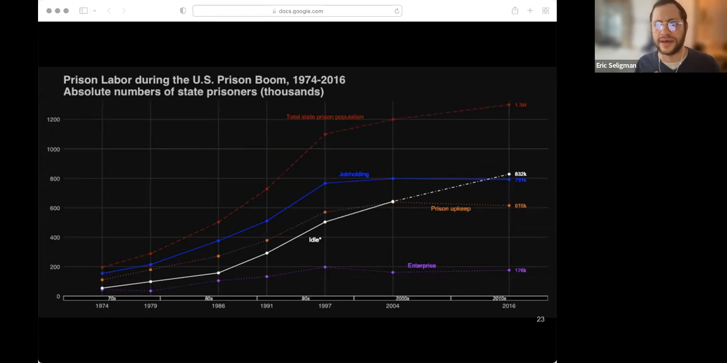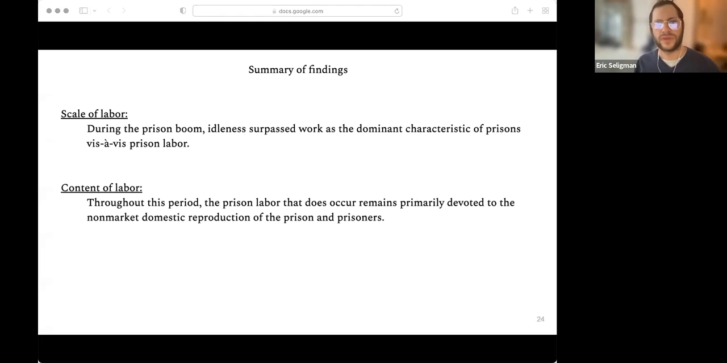And this is what the absolute figures look like. So we'll close with some summary and analysis. So with regards to the scale of labor, during the prison boom, idleness surpassed work as the dominant characteristic of prisons with regards to prison labor. And with regards to the content of the labor, throughout this period, the prison labor that does occur remains primarily devoted to the non-market domestic reproduction of the prisons and prisoners. And I'd be happy to offer some speculation on why that is in the discussion.